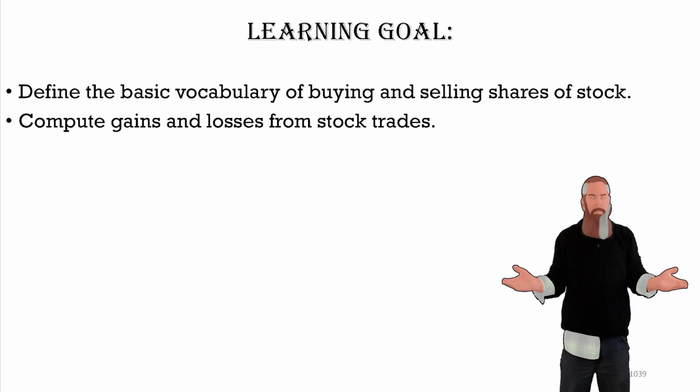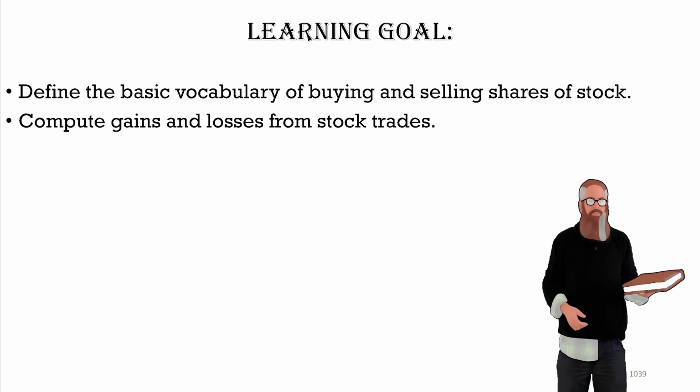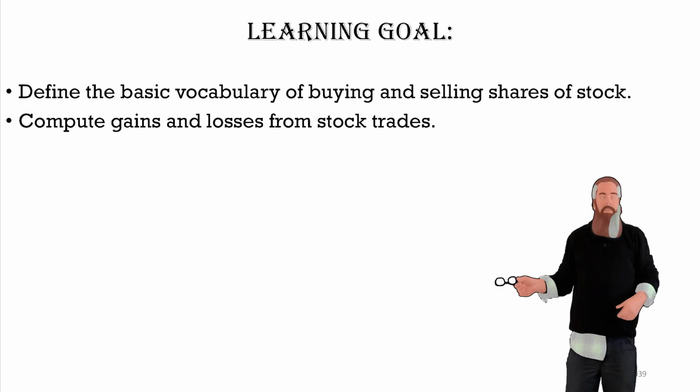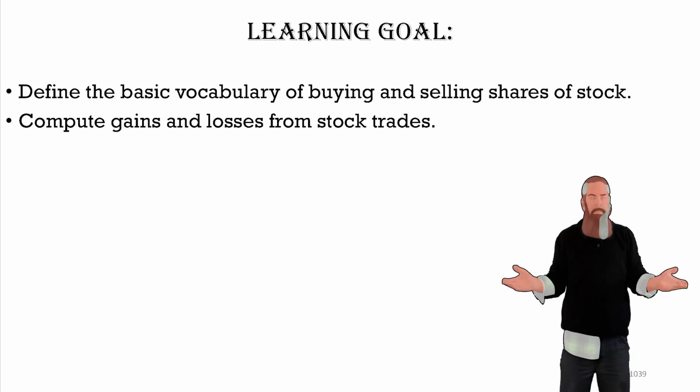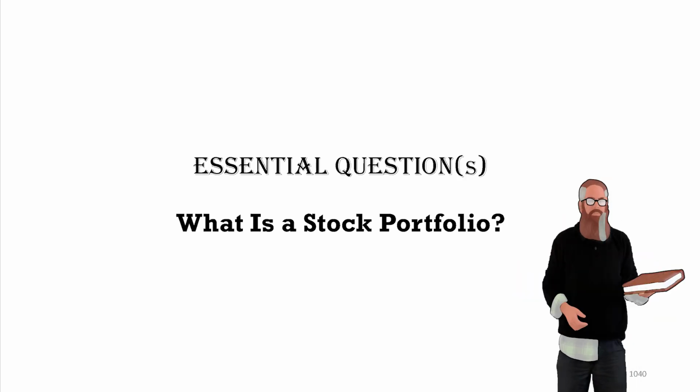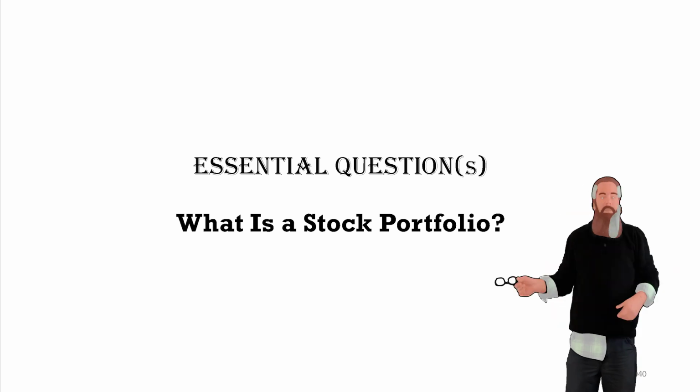It was television actor George Ross who said, "When somebody buys a stock, it's because they think it's going to go up, and when a person sold it, they think it's going to go down. Somebody's wrong." In this lesson, we're going to define the basic vocabulary of buying and selling shares of stock, and we're going to compute the gains and losses from stock trades. All to answer the question, what is a stock portfolio?